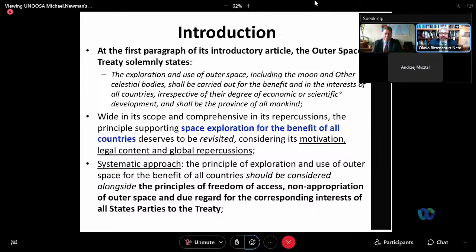So we cannot tackle this provision in isolation. We must consider the relationship between this provision and others in the treaty. The principle of exploration and use of outer space for the benefit of all countries must be considered alongside the principles of freedom of access, non-appropriation of outer space, and due regard for the corresponding interests of all states. Of course, those principles will be later addressed by my colleagues. Next slide, please, Michael.